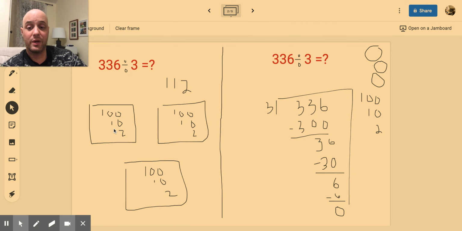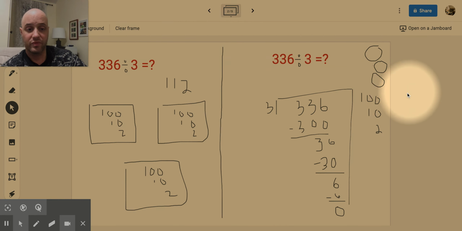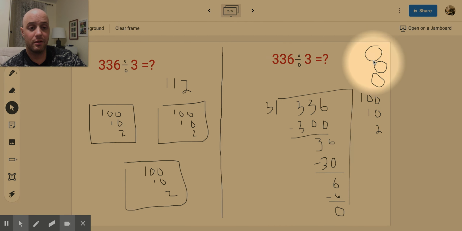So in this way, I hand wrote out that each friend gets 100, then each friend gets 10, then each friend gets 2. In partial quotients, we'll say, okay, over here, I've got my 3 friends. I drew 3 circles just to help. And I'd say each friend gets 100. If each friend gets 100, that's 300.